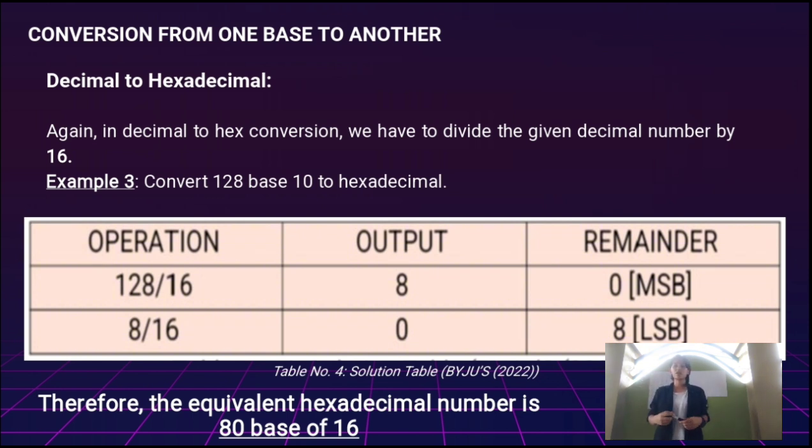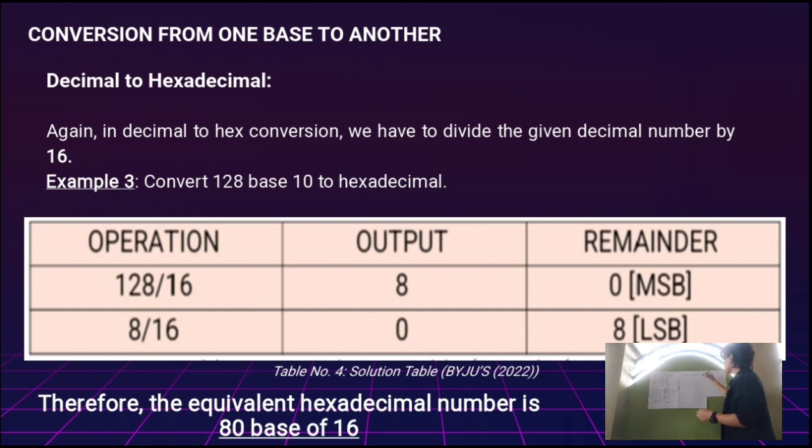So instead of using the base of the decimal, we need to use the base of the hexadecimal, which is 16. So 128 divided by 16, we have 8, and the remainder is 0, because if we divide the 128 into 16, the answer would be 8. But if we divide the 8 into 16, the answer would be 0.5. Because it's 0.5, we need to multiply it by the base, which is 16. So 0.5 times 16 is equal to 8.